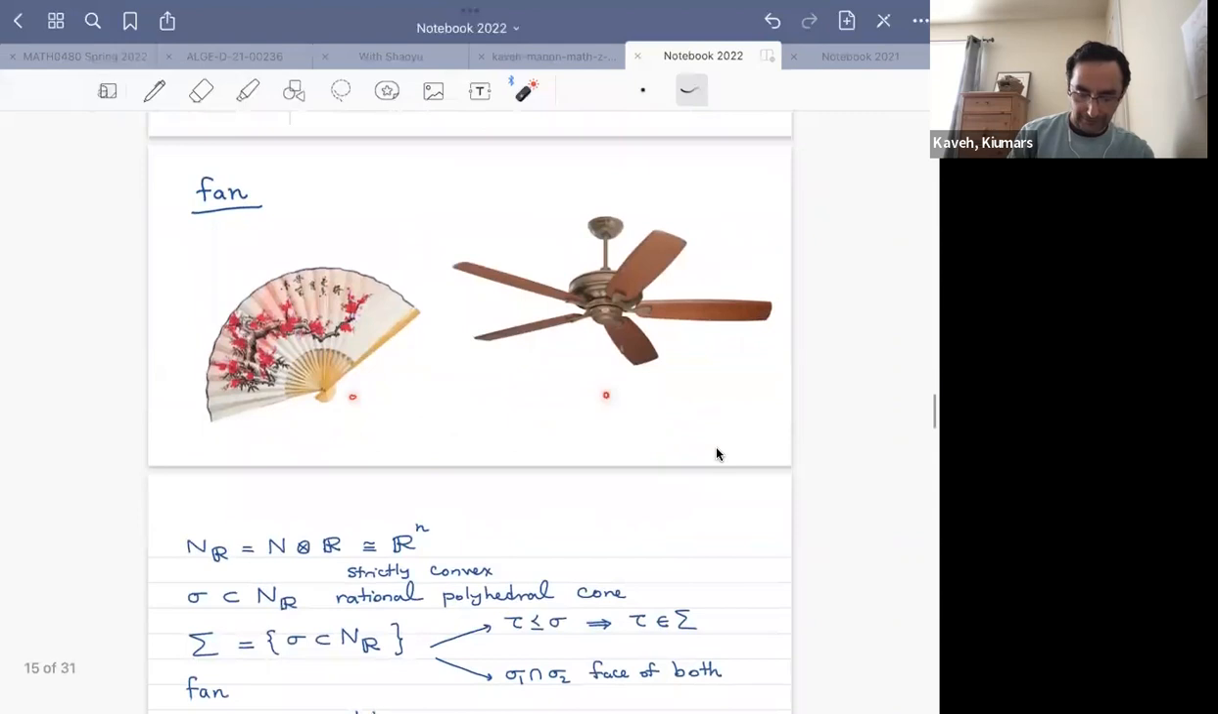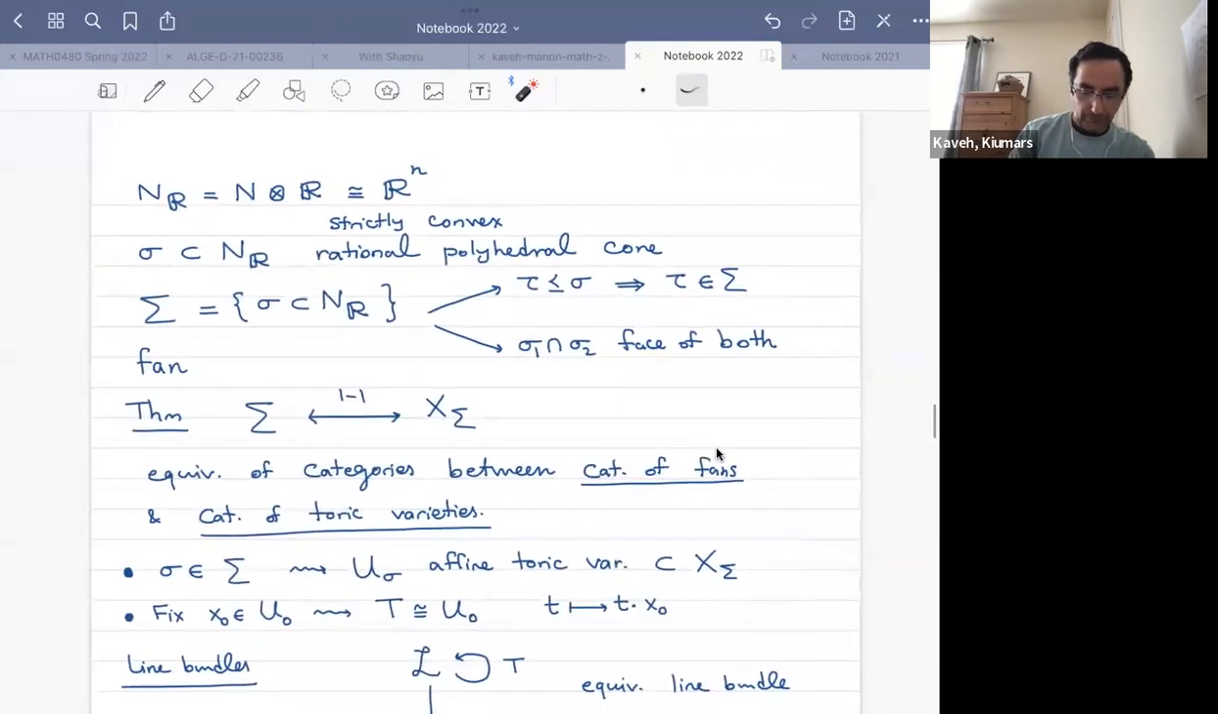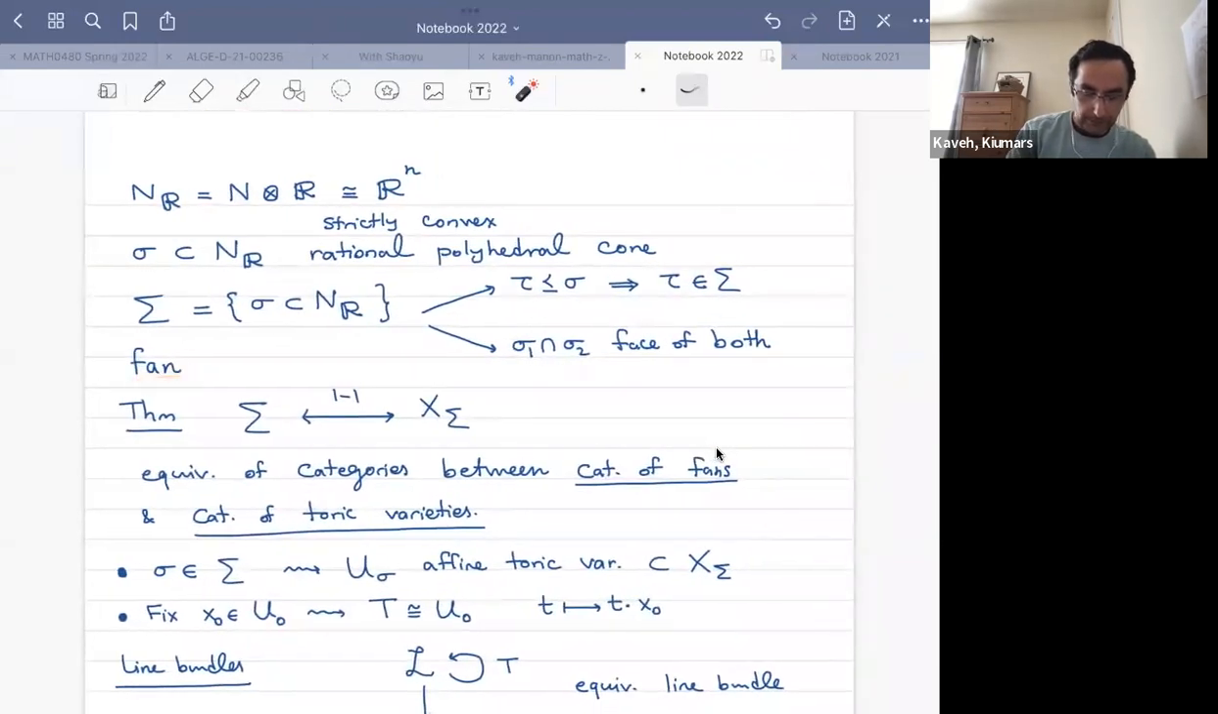Looks like a fan. More formally, a fan is a union of a bunch of cones in the vector space associated to the co-character lattice, which is just a copy of R^n. We have rational polyhedral cones, which are convex and strictly convex, meaning they do not contain a line. So they are pointed cones.